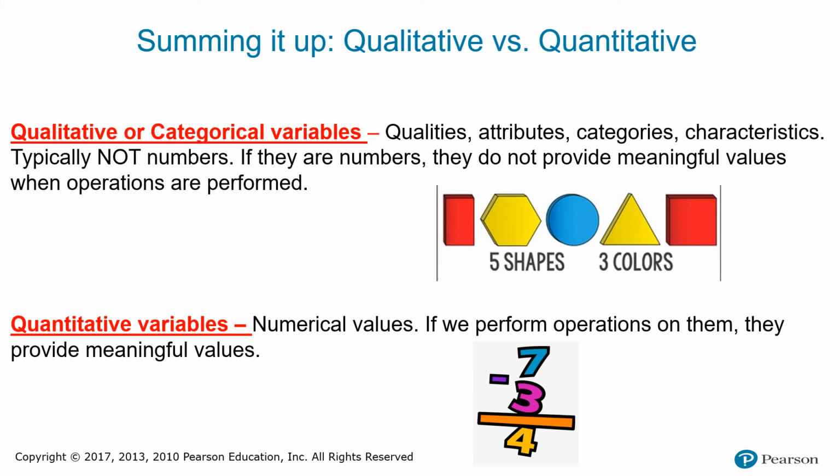To sum it up, qualitative or categorical variables are qualities, attributes, categories, and characteristics. They're typically not numbers. However, don't get tricked. Some qualitative or categorical variables are numbers. We can do a quick test to decide whether or not they're qualitative or quantitative by asking ourselves, do they provide meaningful values when operations are performed? So for example, if we add or subtract 2 of those numbers, do we get a meaningful value? If we don't, it's qualitative. If we do, however, it's quantitative. And quantitative variables typically are numerical values that when we do perform operations, they provide meaningful values.